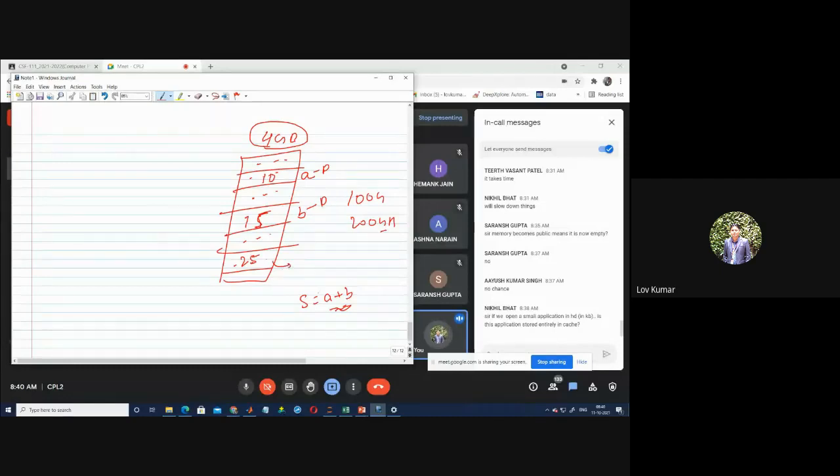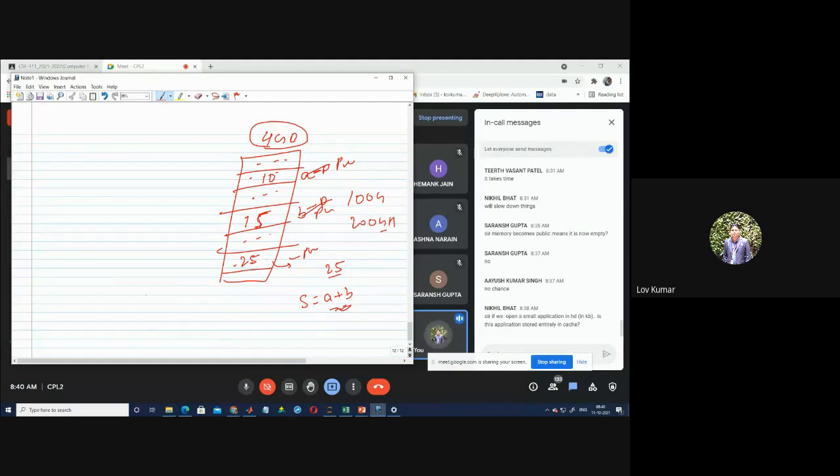Yes, you have given me the instruction. I have already calculated the summation of A and B, and your answer is 25. When the CPU says this answer is 25, all this memory becomes public. The data is not deleted. The data is already present, but this memory becomes public memory.